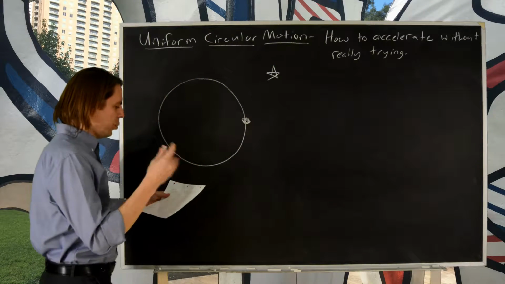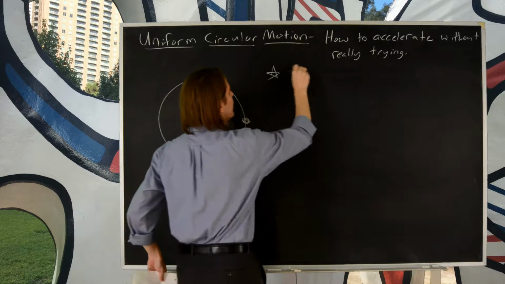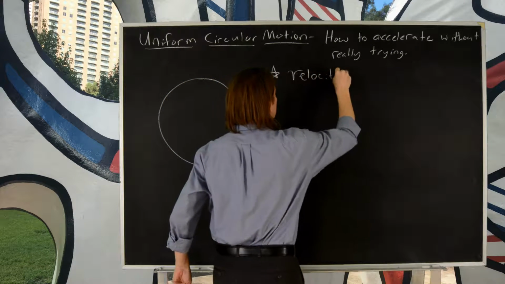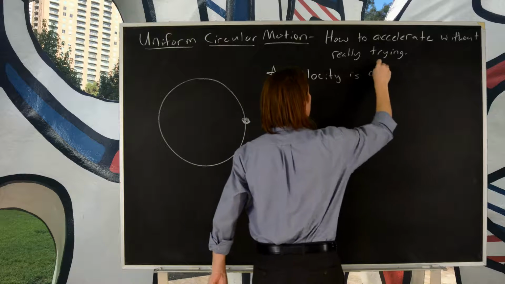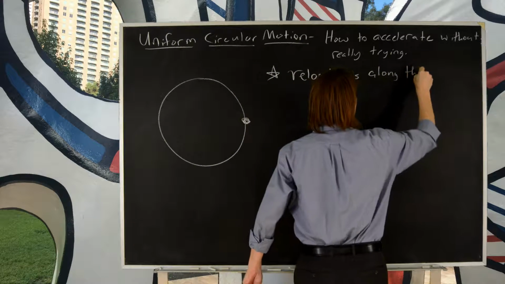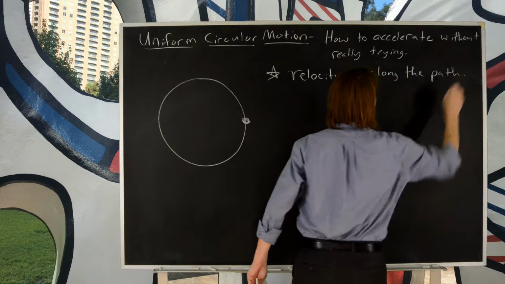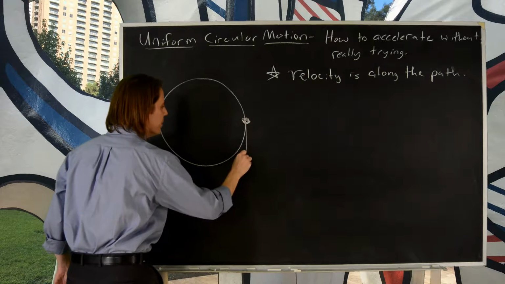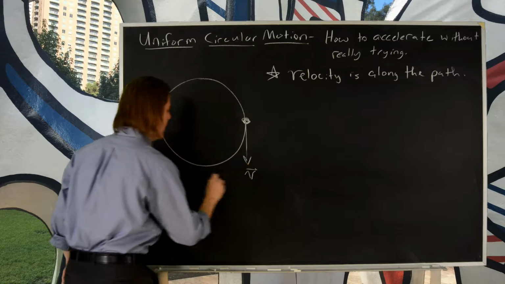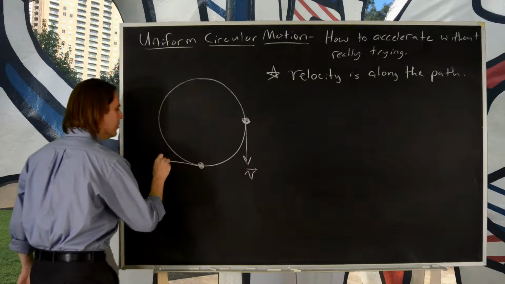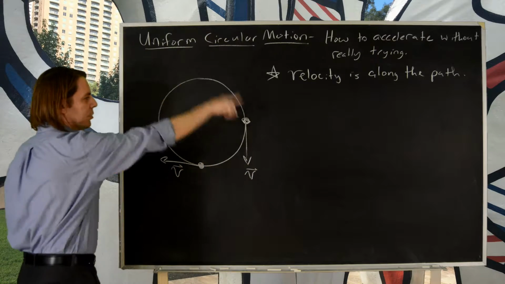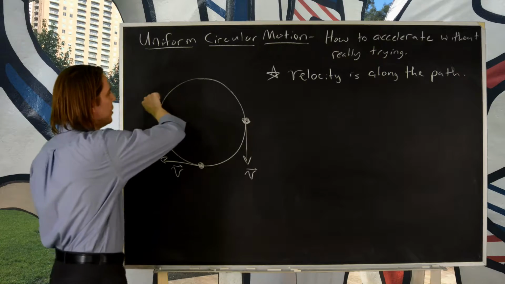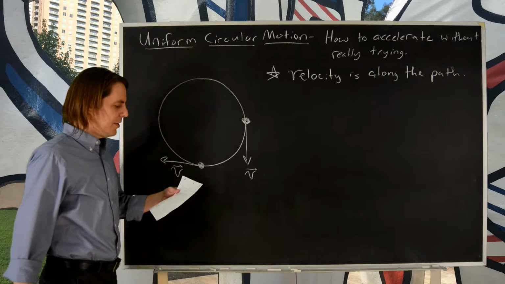So first of all, one property is that the velocity is along the path. Or you might want to sound fancy and say it is tangential to the path. But really that just means the velocity vector, wherever you go, is along the path like this, if it's going around that way. Always along, tangential to the path.